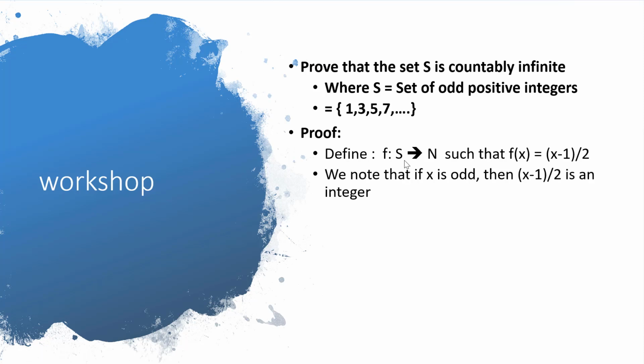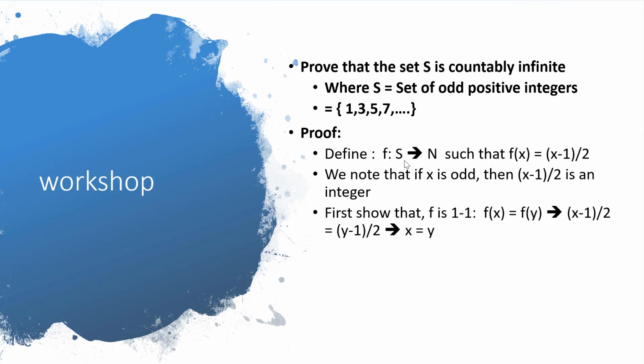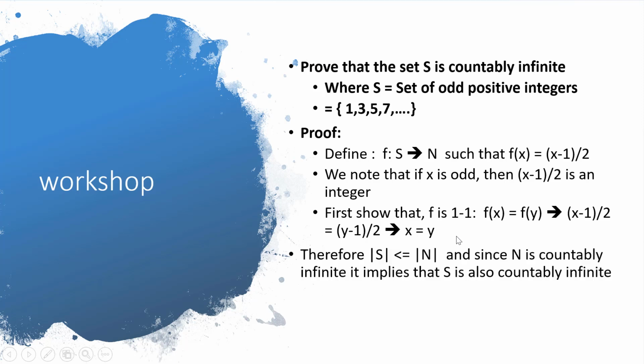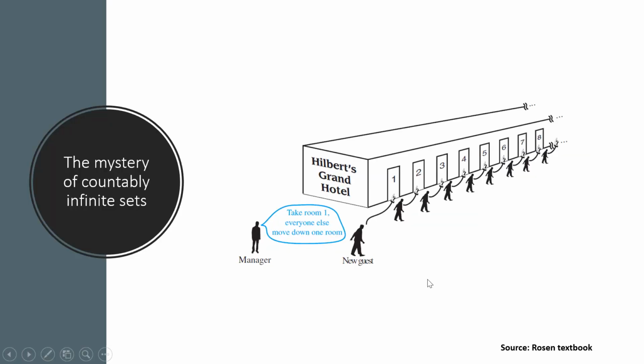We know that if x is odd, then (x minus 1) over 2 is also an integer. We first show that f is 1 to 1. Let's assume f of x equals f of y. This implies (x minus 1) over 2 equals (y minus 1) over 2, and it implies x equals y. Therefore, f is 1 to 1. Since f is 1 to 1, the cardinality of S must be less than or equal to the cardinality of N. Since N is countably infinite, it also implies that S is also countably infinite.